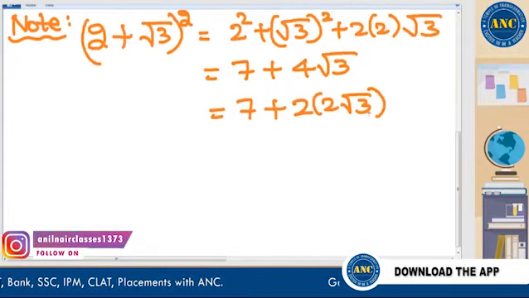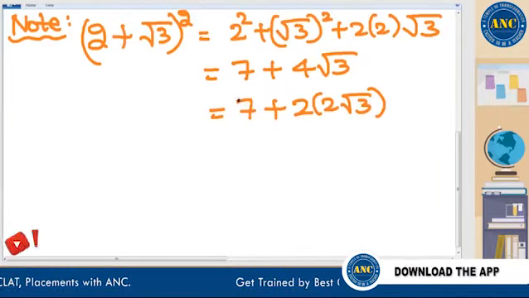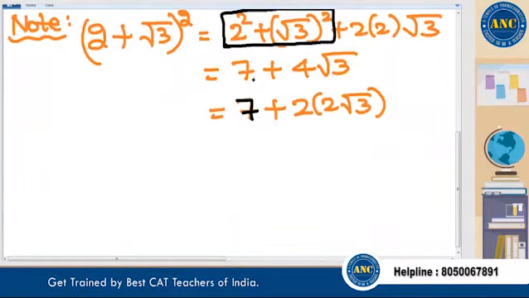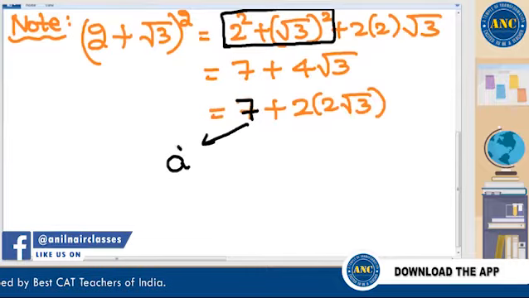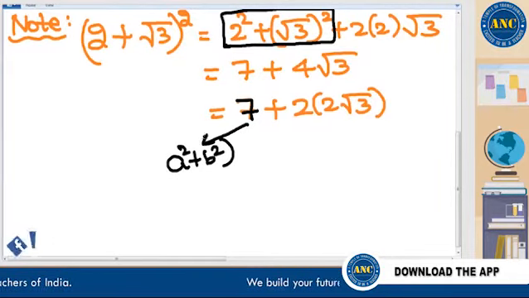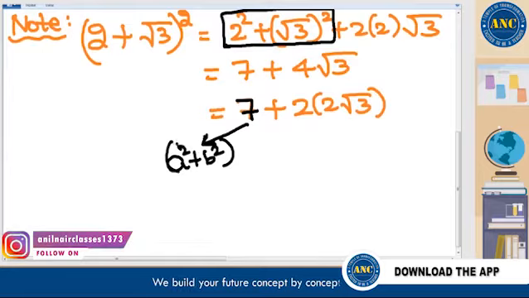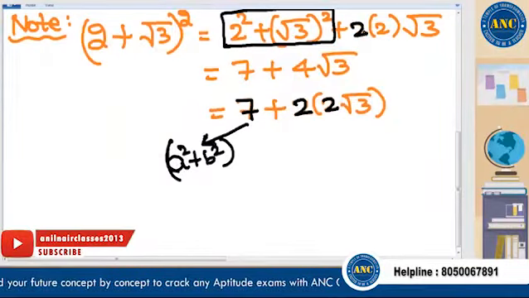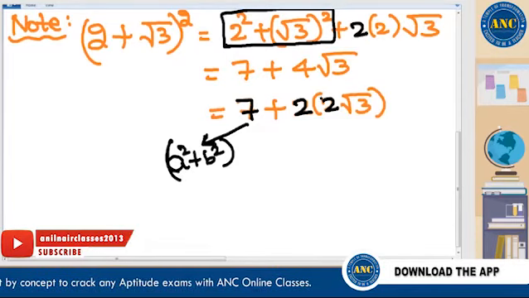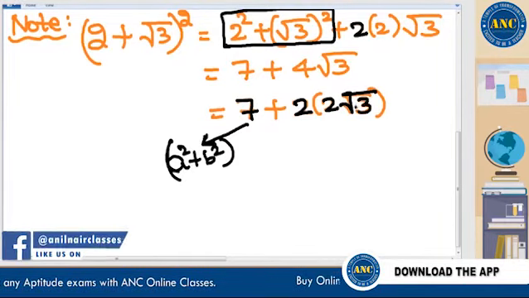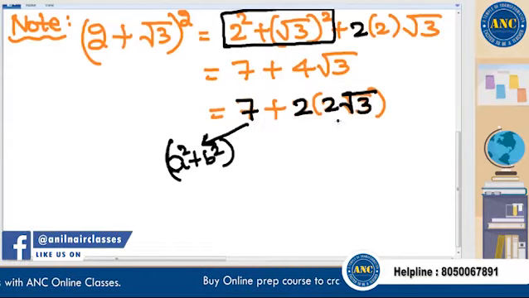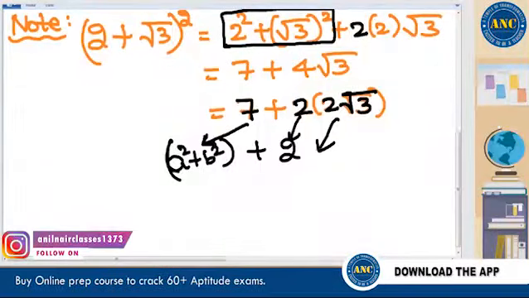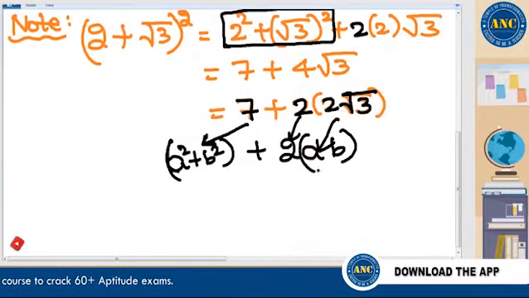Can I say that this 7 is nothing but the sum of these two terms? And what are those two terms? Those two terms are a square plus b square. Similarly, this 2 is nothing but the 2 that is there in the a plus b whole square formula. This 2 root 3 is nothing but 2 times ab, so root 3 in this question is nothing but ab.